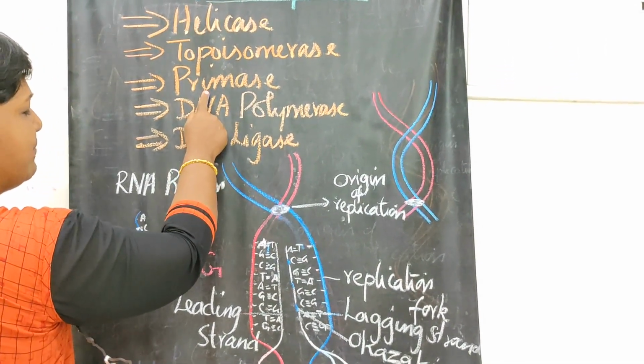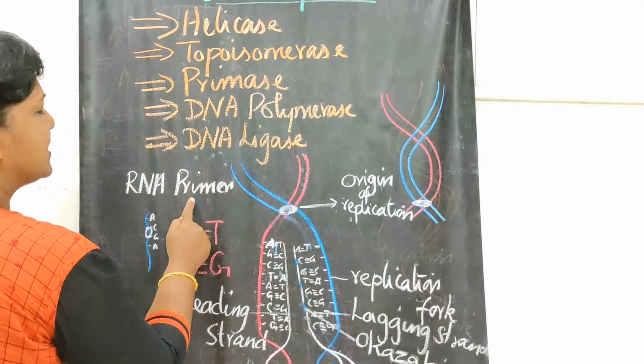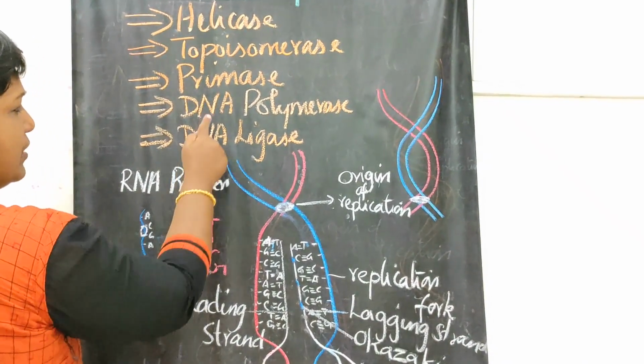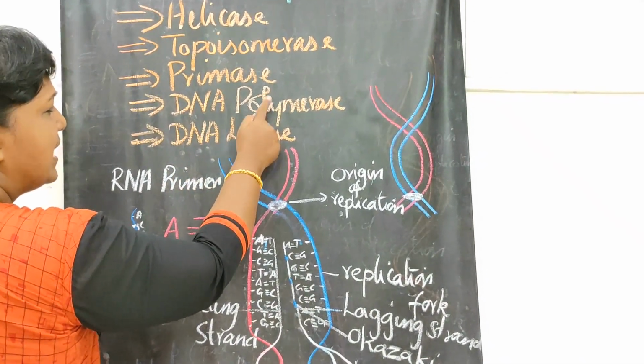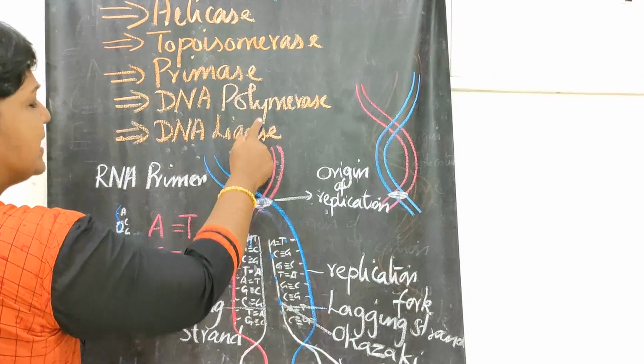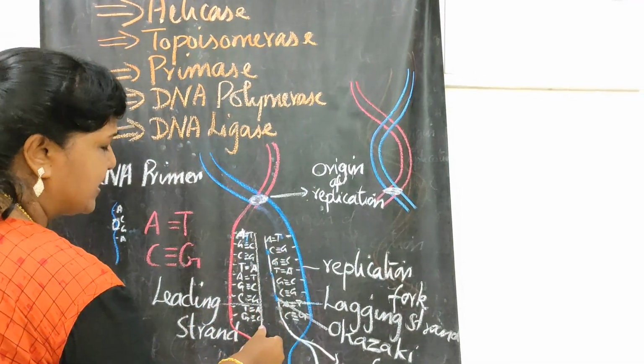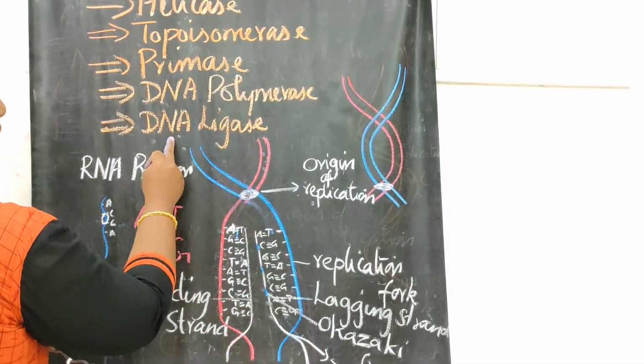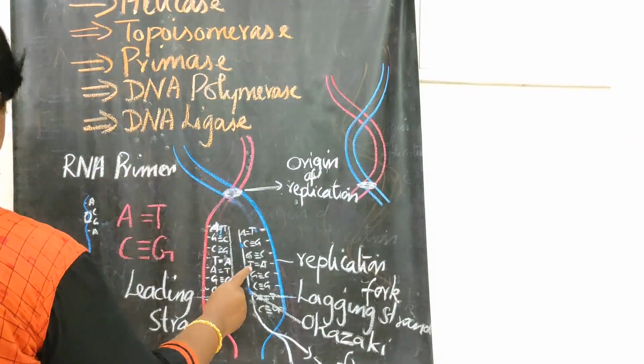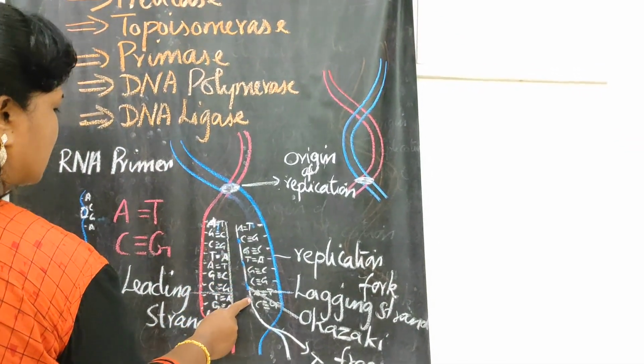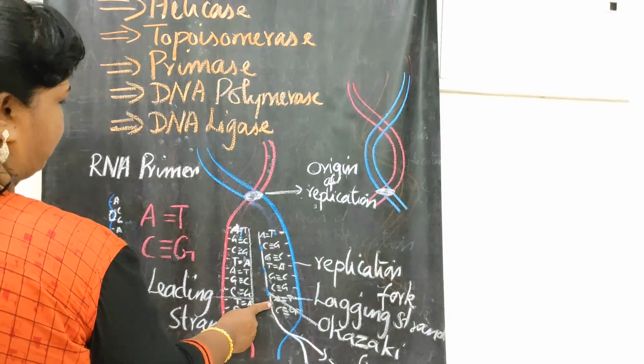What's the function of primase? It produces the RNA primer. What's the function of DNA polymerase? It is helpful for adding the nucleotides. Then what's the function of DNA ligase? It is used for joining the small segments.